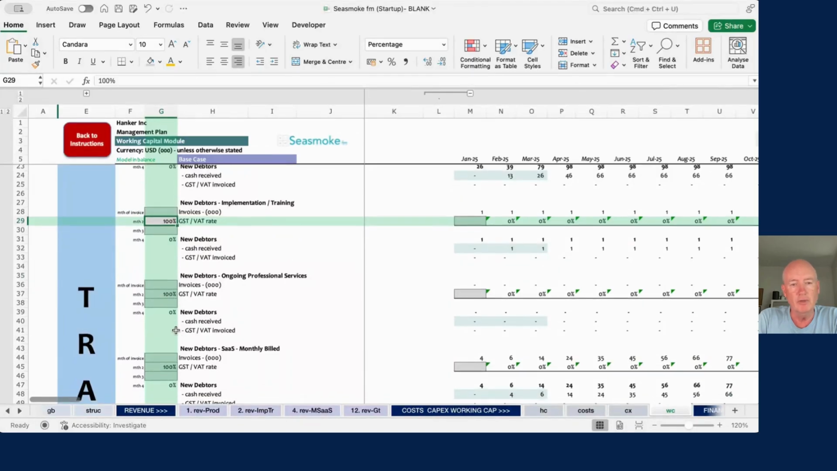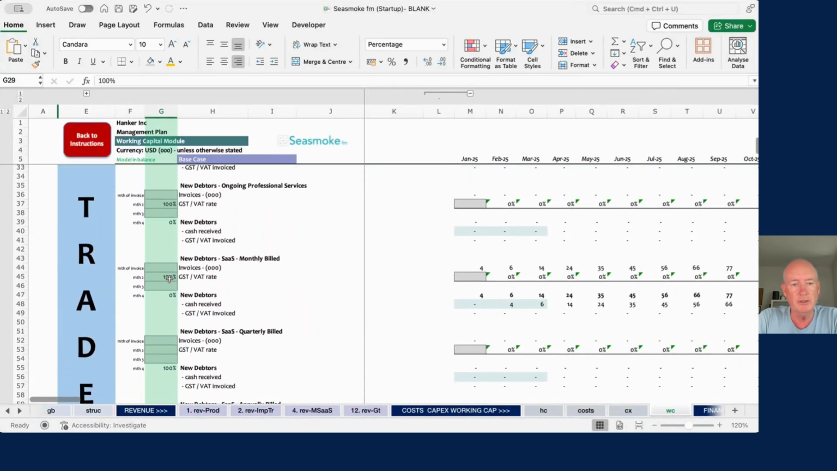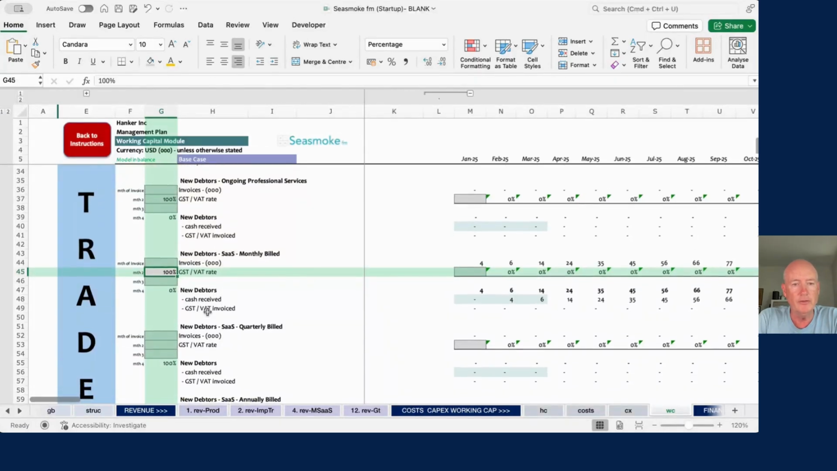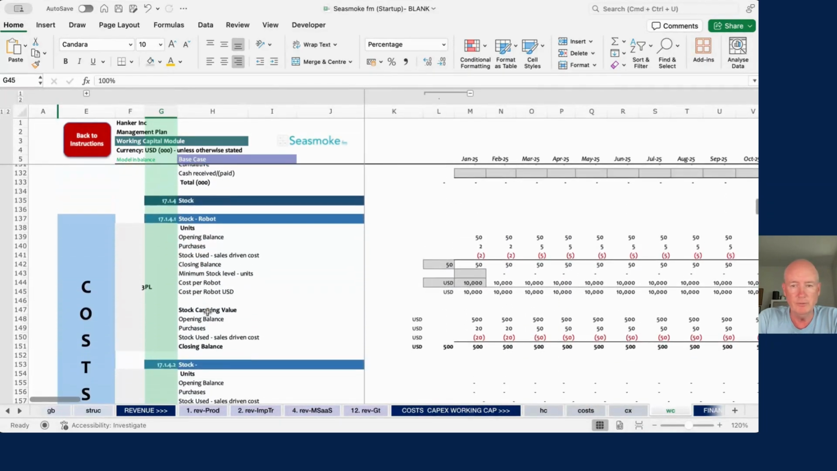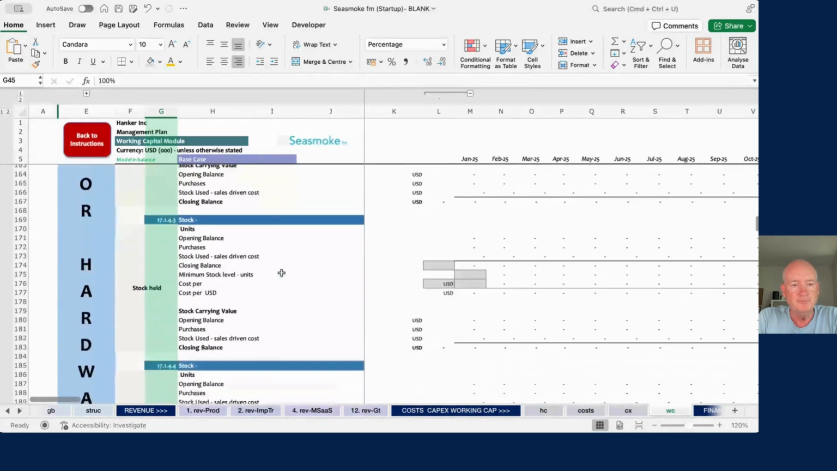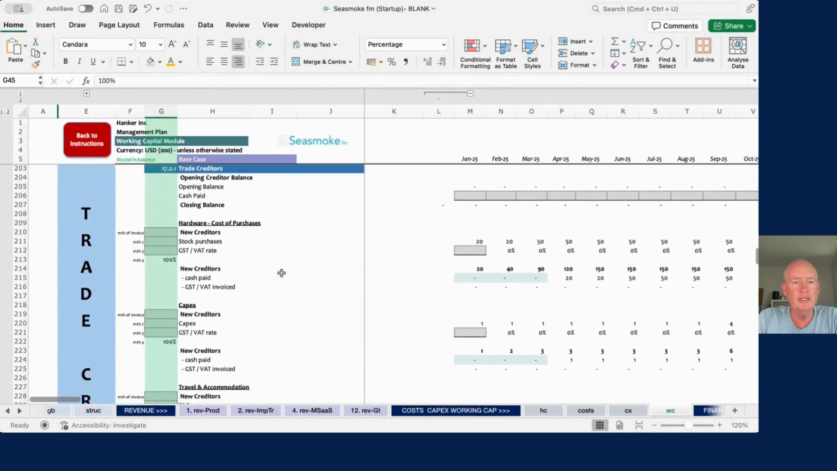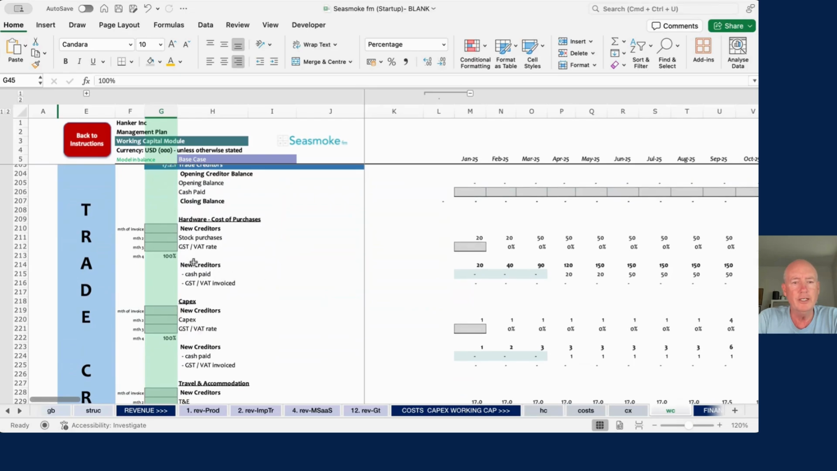Implementation and training. Okay, I've assumed it's all going to come into month 2, and ongoing. We didn't use that one. And on the SaaS, we get it the month after we've actually invoiced it. So you can see you can play with that a little bit. And then if you go further down here on stock, we've just been there.